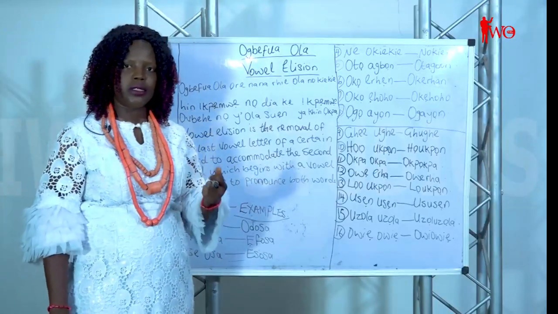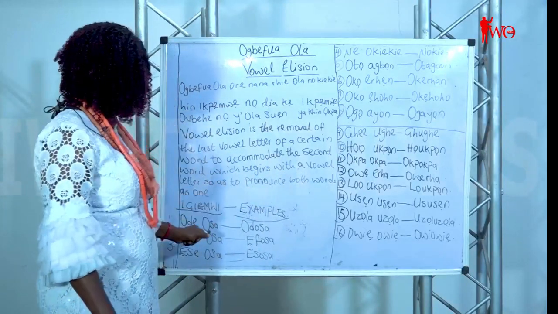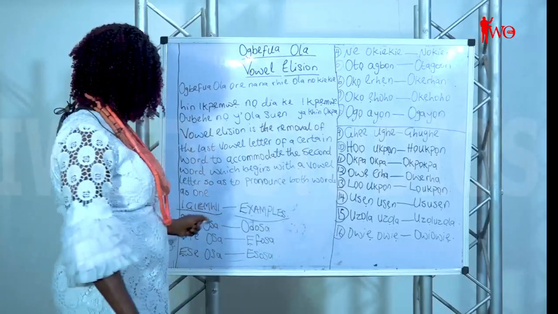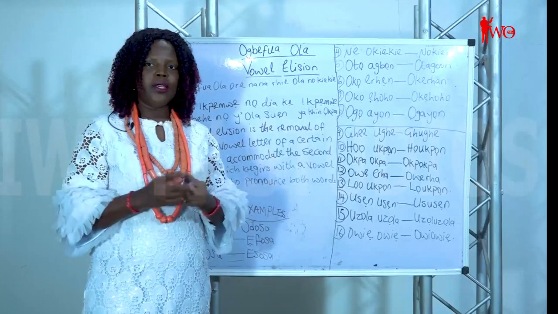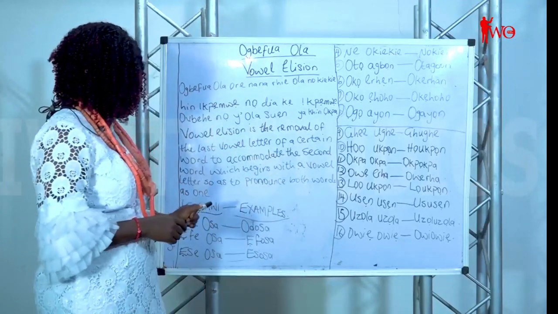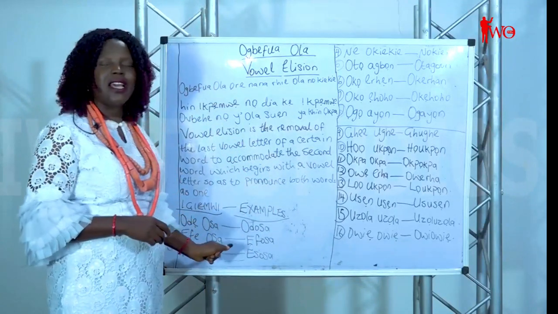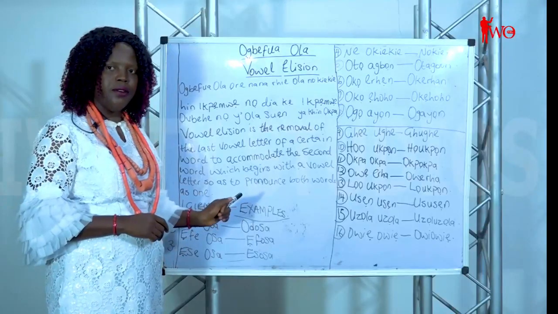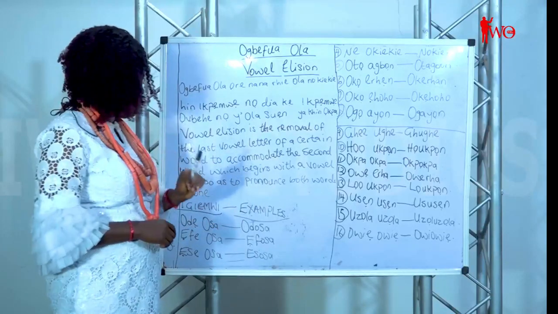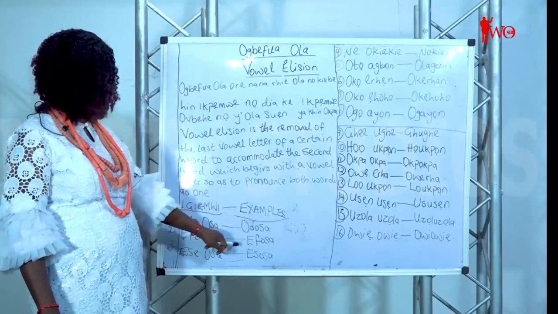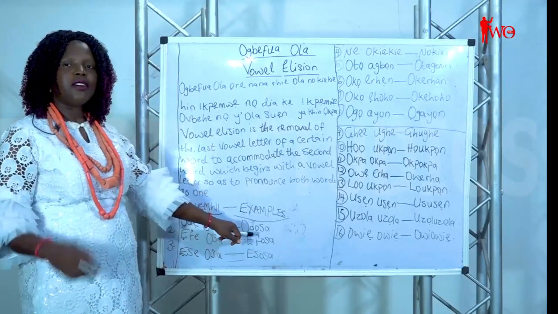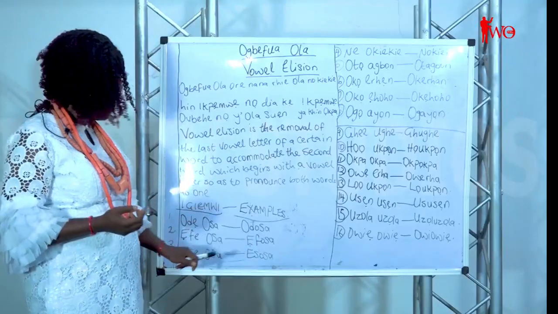Efe means wealth, riches. Osa means God, like I said before. So for it to be a full name, we have to remove the second vowel letter of the first word, which is letter E. It becomes Efosa, which means God's wealth.